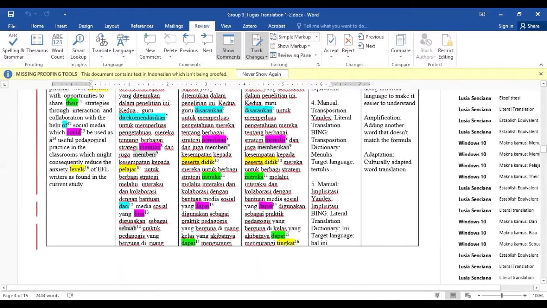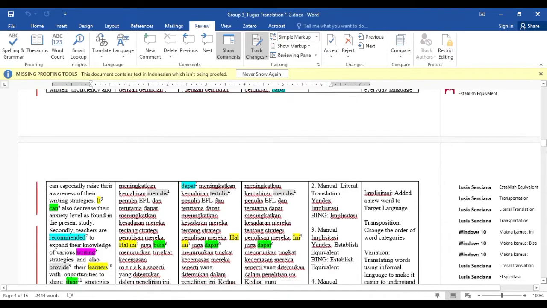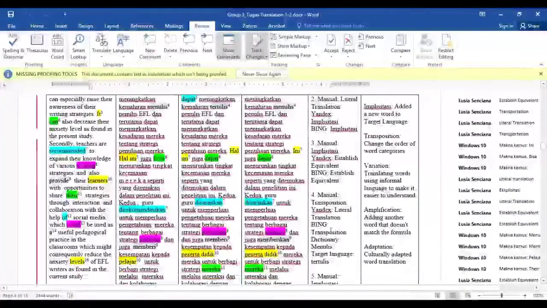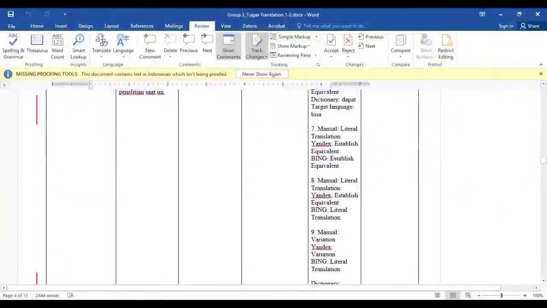And the number 7, the word is recommended. In the manual translator, interpreted to direkomendasikan. In the Yandex is disarankan, and in the Bing is disarankan. So dictionary meaning of recommended is direkomendasikan. So in the manual translator using literal translation, word by word translation process, and in the Yandex and Bing is established equivalent. This is patent word translation or in accordance with everyday.